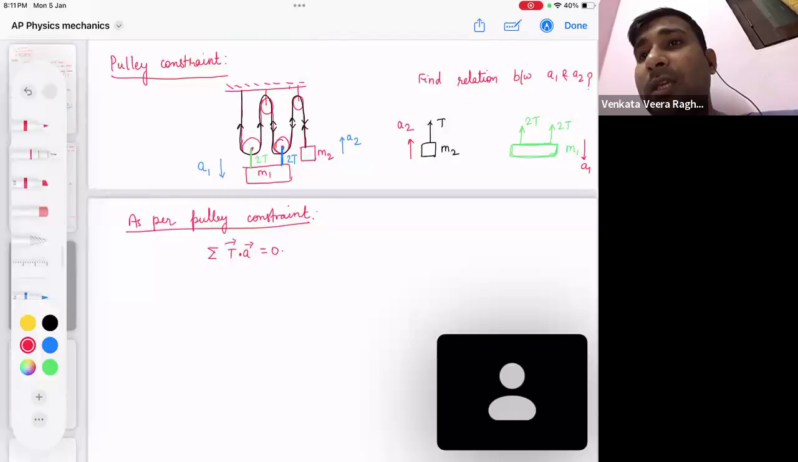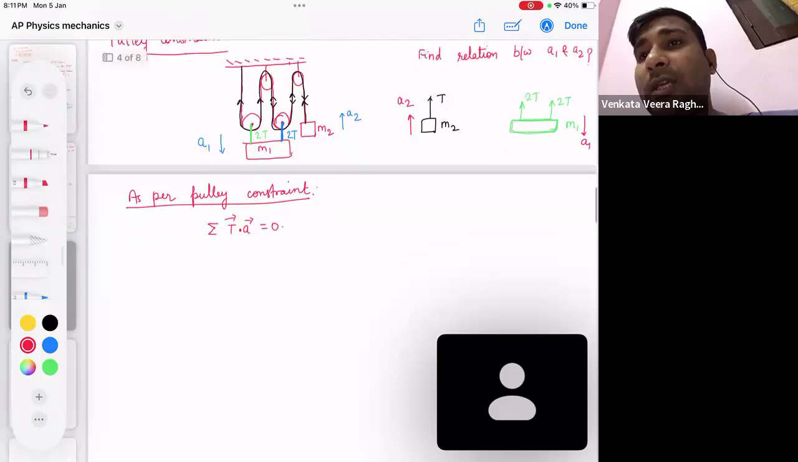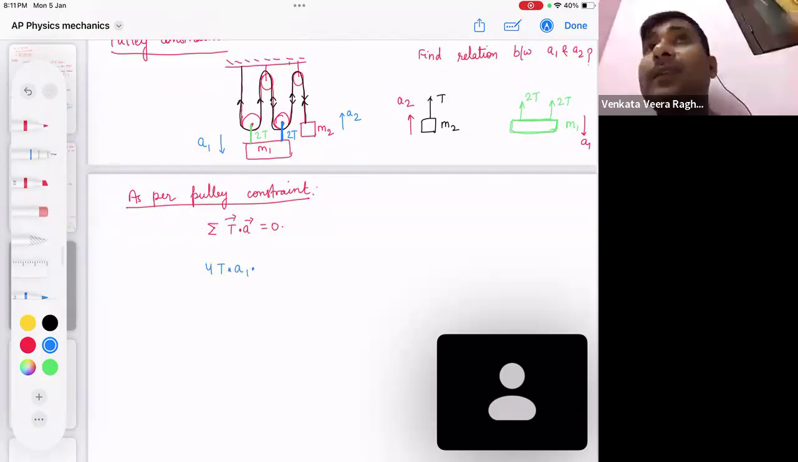Okay. So look at the M1 block. Now tell me, what is the tension acting on the M1 block? 4T, isn't it? What is the acceleration of the M1 block? A1. What is the angle between tension and acceleration? See, tension is in the upward direction, acceleration in the downward direction. So what is the angle between them? Cos 180 degree. Plus, summation means adding all of them.